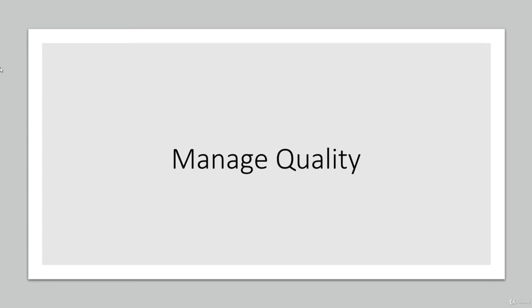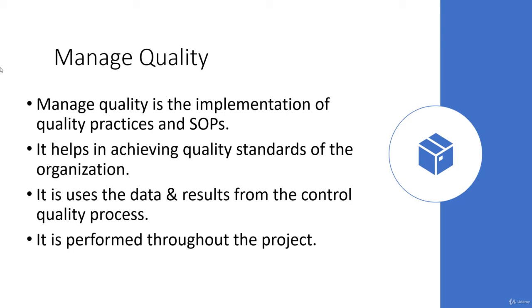Hi guys, welcome back. So now after having the plan for managing quality, we need to manage it. Managing quality basically refers to the execution of processes which are required to implement quality practices and SOPs, which is basically standard operating procedures. Project management works with the team to make sure that quality practices are implemented. Without it, we cannot implement quality. So it's very important to manage quality processes and procedures.